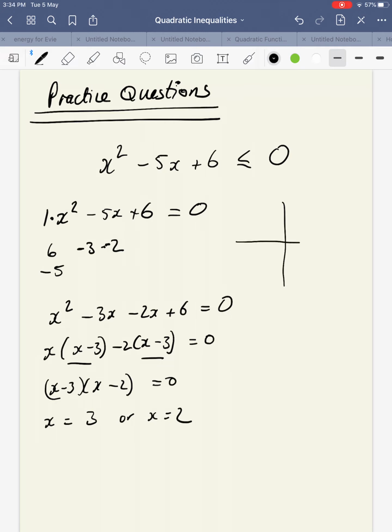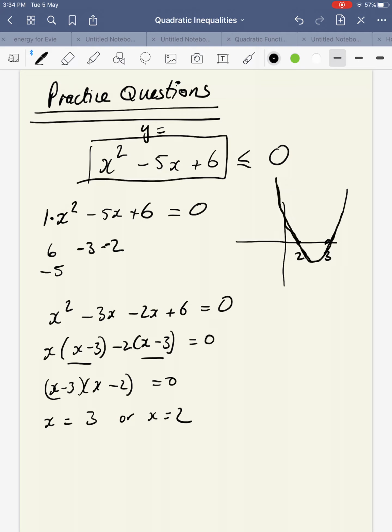Now these are the two zeros for the graph of y equals x squared minus 5x plus 6. So we've got 2 here, and we've got 3 here. So we just go ahead and draw the graph. All we need are the zeros, and now we're looking at which x number, when I feed it into the equation, produces a y number that's less than or equal to 0, okay? Well, this is the part of the graph that has outputs less than or equal to 0.